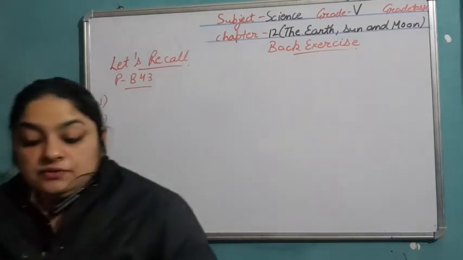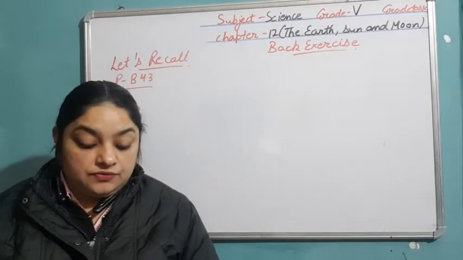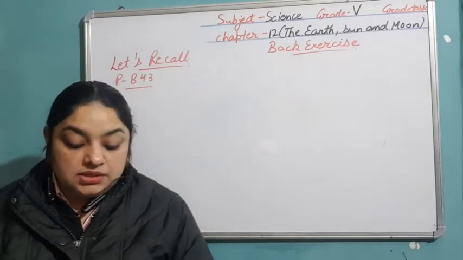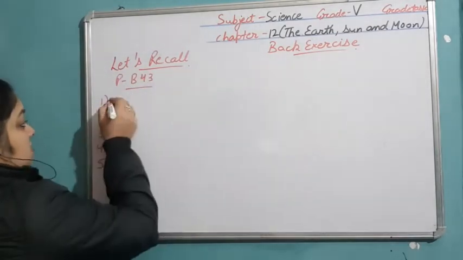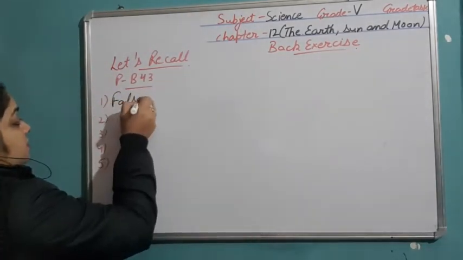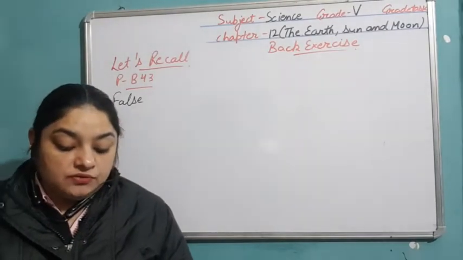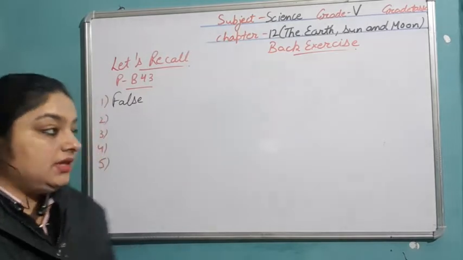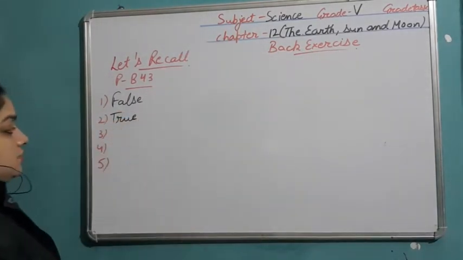First, in this one you have to write capital T for true and F for false statement. The earth is the fourth planet in the solar system. It is false. Earth is on the third number. So first one is false. Second, the outermost layer of the earth is crust. Yes, outermost layer is crust. So this one is true.